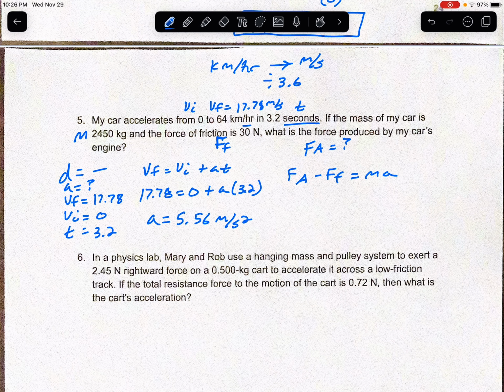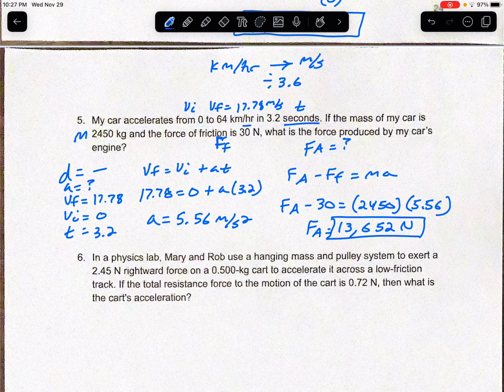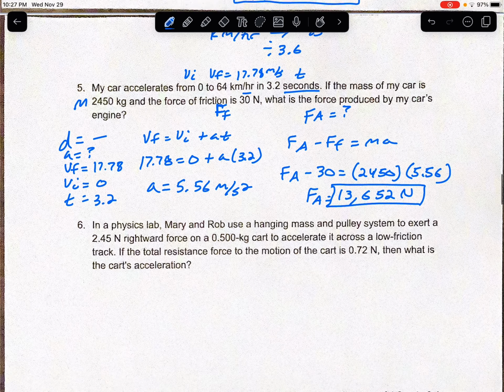Now we're going to take that over to the right and plug that in. So FA, we don't know, minus 30 equals 2450 times 5.56. Multiply and then add 30 to both sides, and you should get an applied force of 13,652 newtons. There was no direction, so you don't have to worry about putting that in the answer.